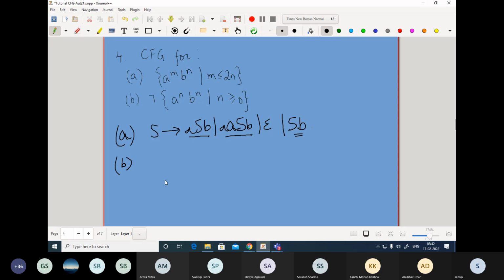Next, the complement of A to the N, B to the N. We know that A to the N, B to the N is a context-free language. Now we want to see whether its complement is also a context-free language. Notice that context-free languages are not necessarily closed under complementation. So what are the kinds of strings that are there in this language?